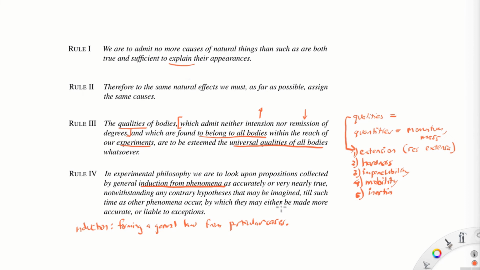Now, of course, if I then go and look out the window and I see a black bird or a blue bird, then that would invalidate my law that I arrived at from induction. And then I would have to revise it, and that's what he says, till such time as other phenomena occur by which they may be either made more accurate or liable to exceptions. So that is what we mean by the principle of induction, and what Newton here is saying is that he is going to adhere to this principle of induction.